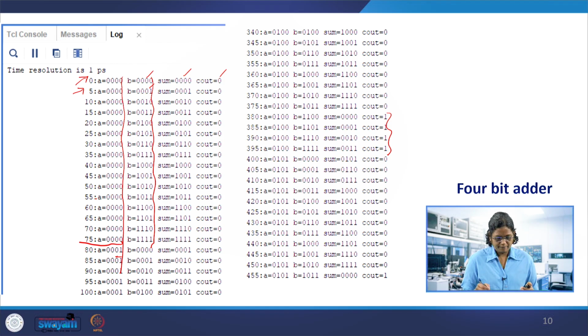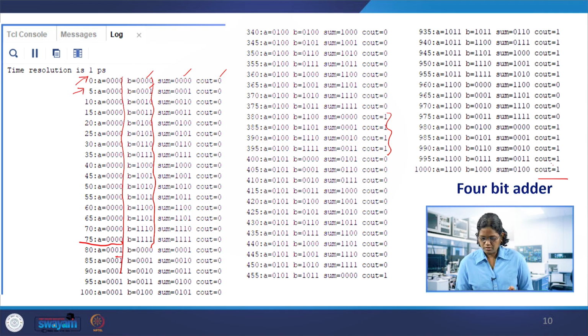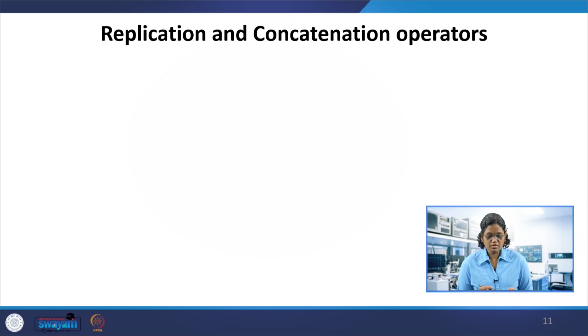So it is printing the output, using the tab and so on. Also the complete cout up to 1000 time units is plotted. We can also plot it further. So next, this is about the full adder, and coming to the replication and the conditional operators.